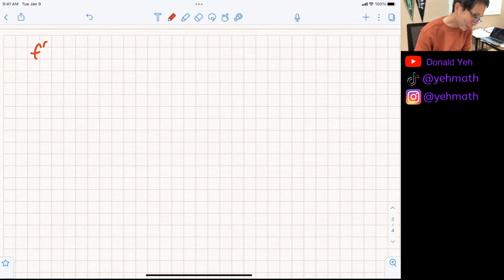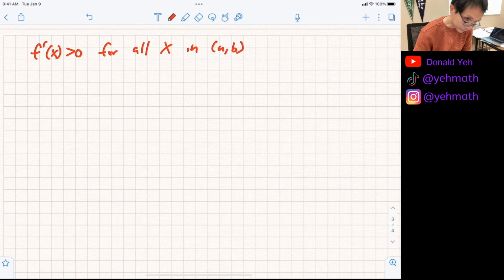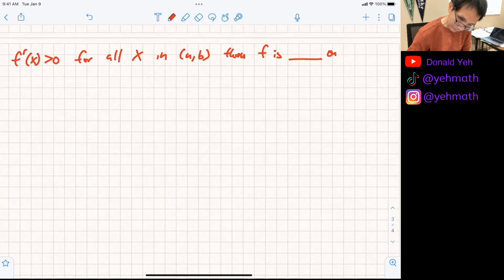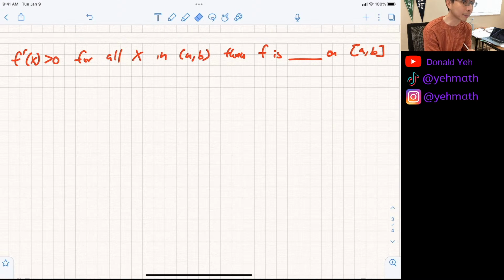All right. If f prime of x is greater than 0 for all x in (a, b), then f is fill in the blank on [a, b]. Okay, bracket a to b. What do you think that blank is?